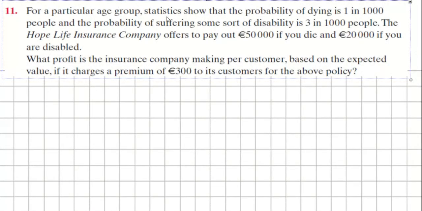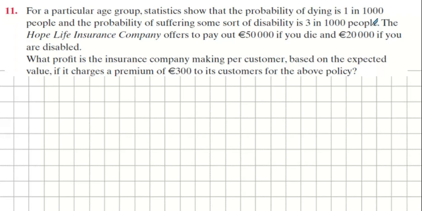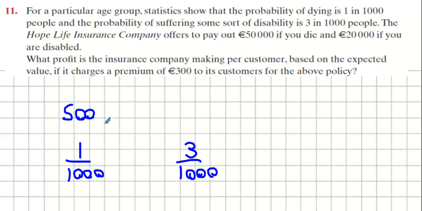For a particular age group, statistics show the probability of dying is 1 in 1,000. So I'm just going to write down the probability of dying is 1 in 1,000. The probability of suffering a disability is 3 in 1,000. But what happens when this happens to us? Life insurance offers you €50,000 if you die, and then it offers you €20,000 if you get disabled. So in a way, it's a bit like the games we were playing earlier. If you get this, that's your prize.